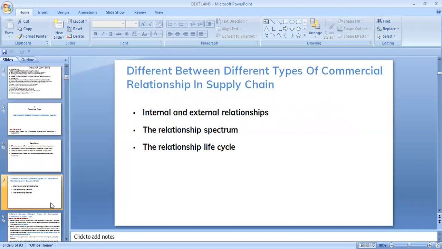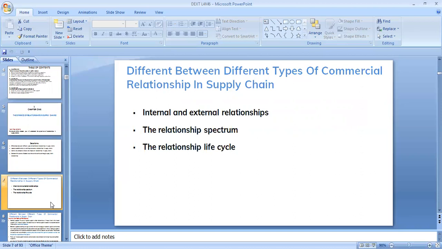Now, in this section, we will take a look at the internal and external relationships. We'll look at the relationship spectrum. We have about 9 kinds of relationship, moving from the adversarial relationship down to the co-destiny. The adversarial relationship is the least among them, where you don't care about the outcome of your supplier. Yours is just to grab your product and grab all the value and go away with it.